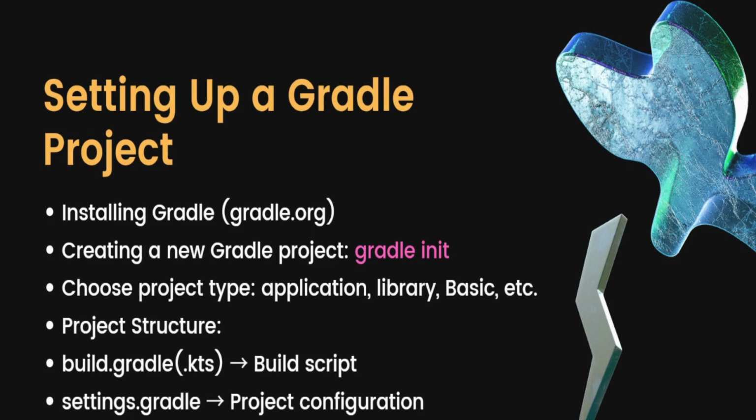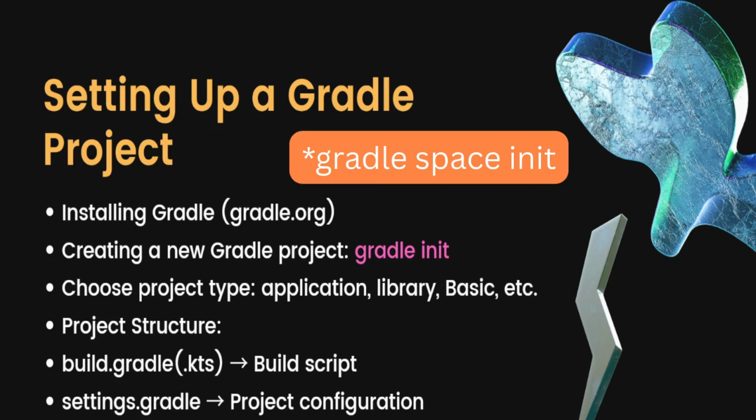Here are the steps for setting up a Gradle project. First, we need to install Gradle on our system. In our last session, we saw how to install Gradle on our system. Once it has been installed, we must open the folder in a command prompt and execute a few of the commands that are required to create the Gradle project.